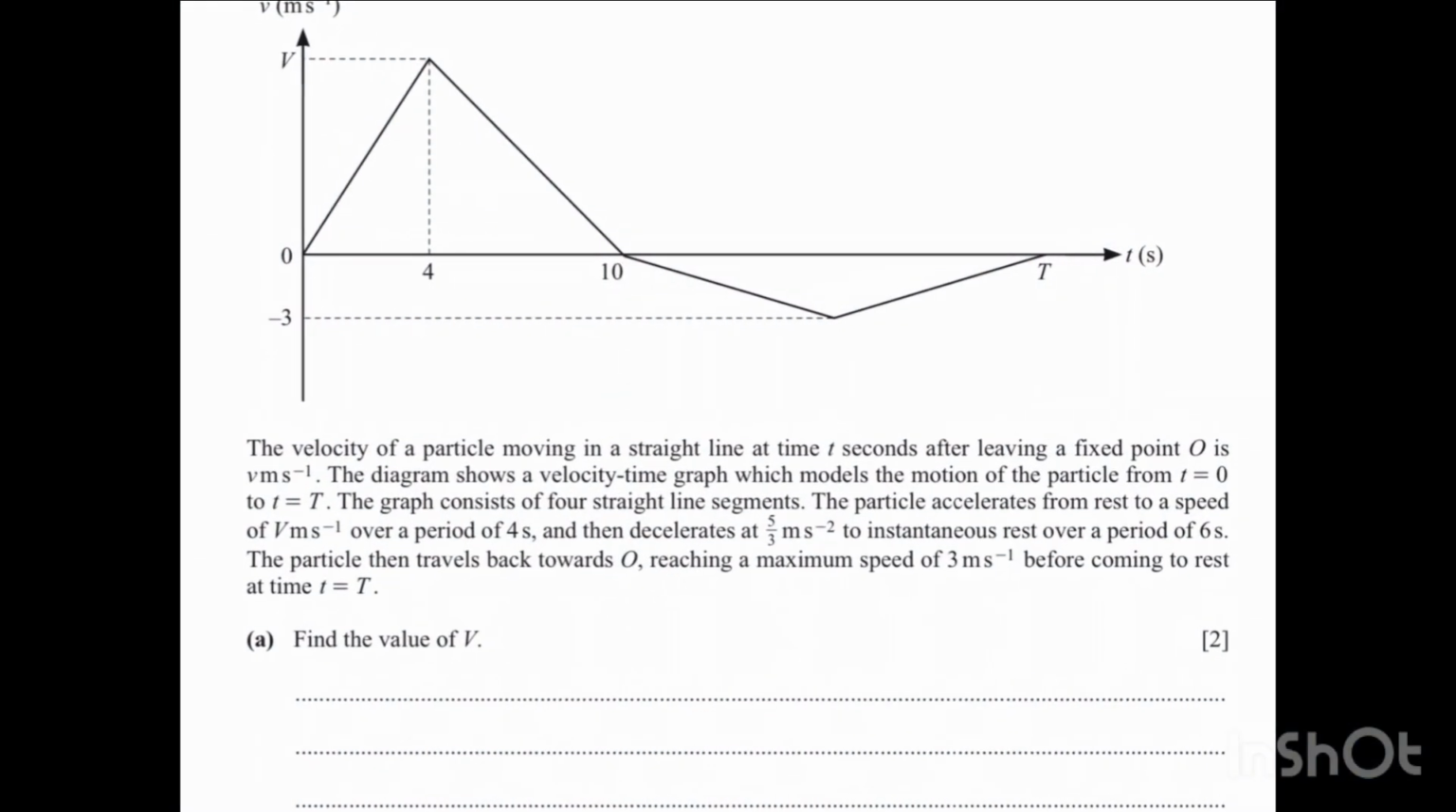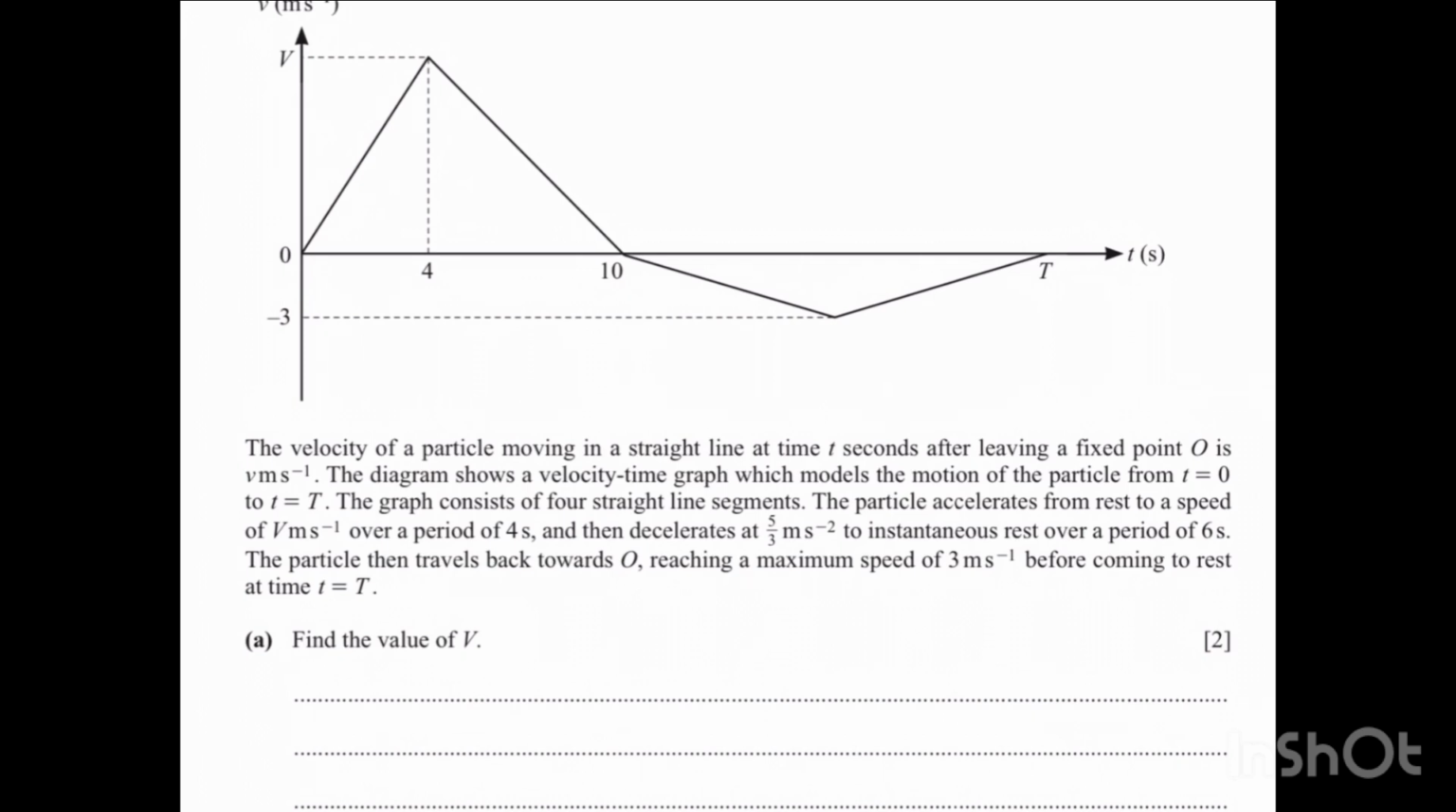This is question number 1 of the October-November 2024 paper. So let's read the paragraph over here. It says that the velocity of a particle moving in a straight line at time t seconds after leaving a fixed point O is v meters per second.